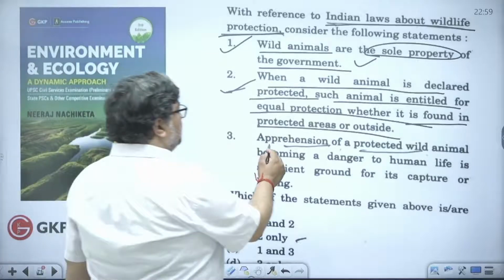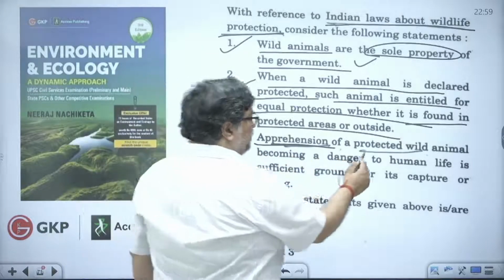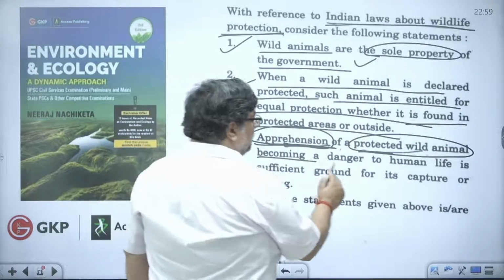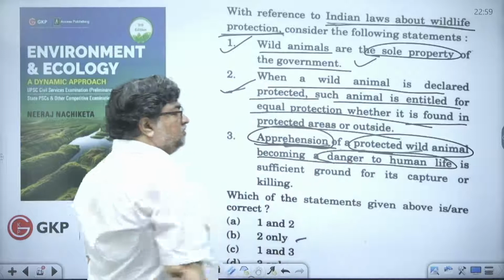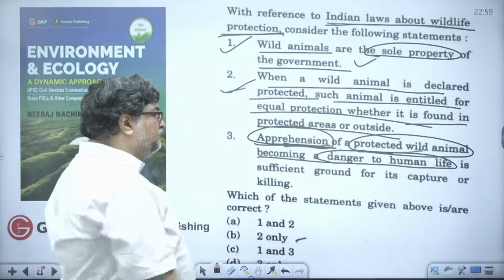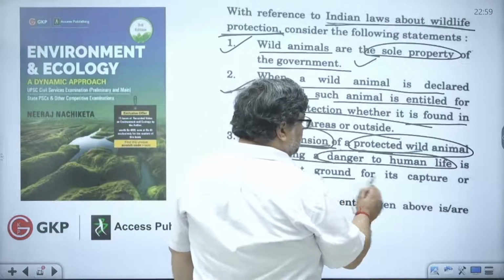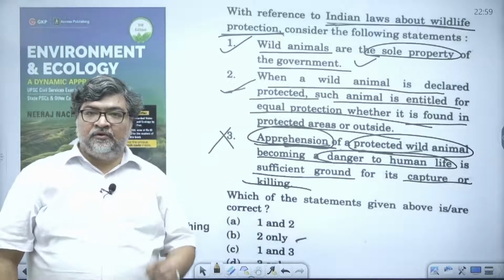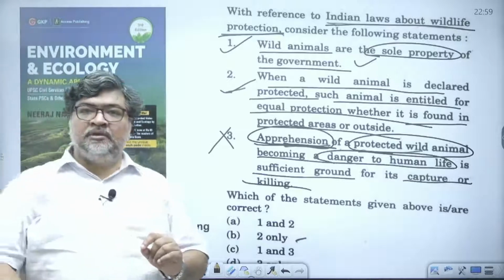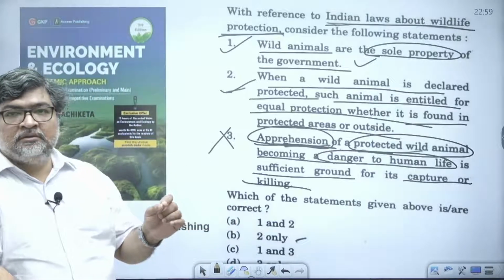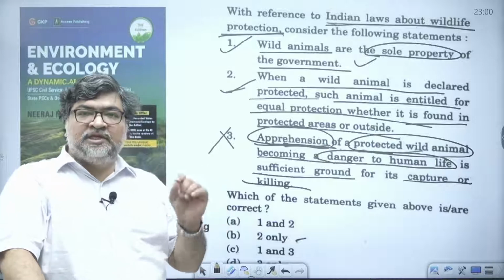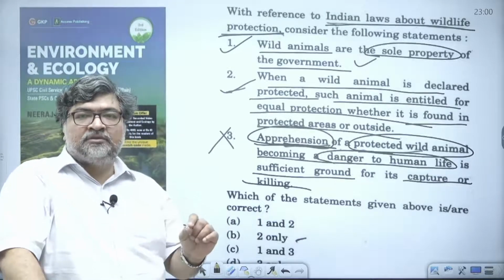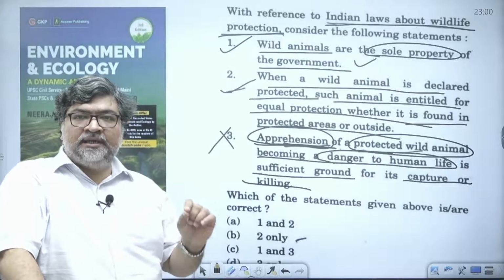Now third, apprehension of protected wild animals becoming a danger to human life is sufficient ground for their capture or killing. That is wrong. For capture or killing of any animal, even vermin, one requires the permission of the government. There is a post of Chief Wildlife Warden which permits the killing of any such wild animals.